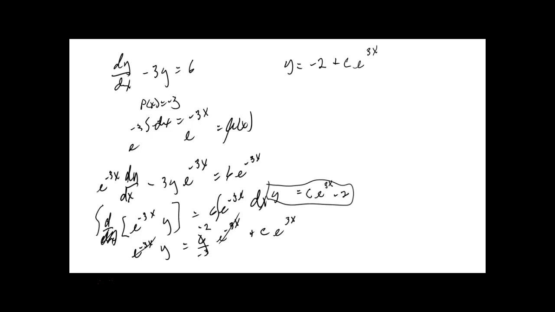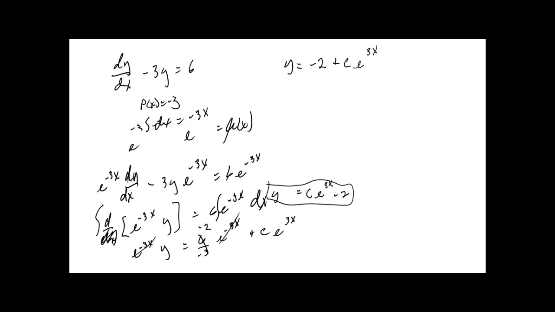Now, here you've got y. So all you have to do is multiply everything on both sides by e to the minus 3x. That wipes out this one. It wipes out that one. And it multiplies by that one. Okay? So what is your answer? Y is equal to minus 2 plus c e to the 3x. And there it is. Same as we got.